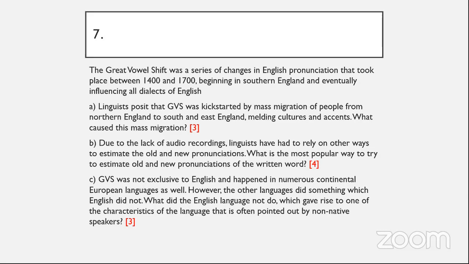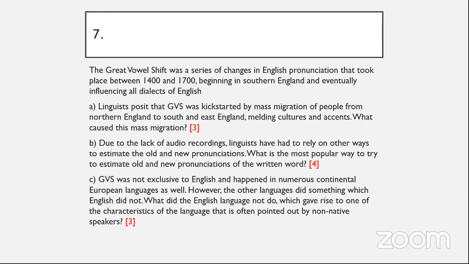Yeah. So what did the English language not do, which gave rise to one of the characteristics of the language that is often pointed out by non-native speakers? For the third part, I'm not looking for an overtly complicated answer. While the wording might seem a little verbose, basically something simple. While GVS took place in numerous other European languages, English did not do something which the other languages did, which gives rise to a characteristic of English which is often pointed out by non-native speakers.